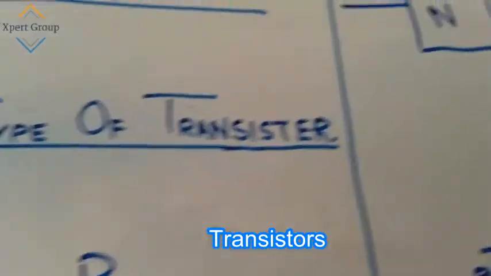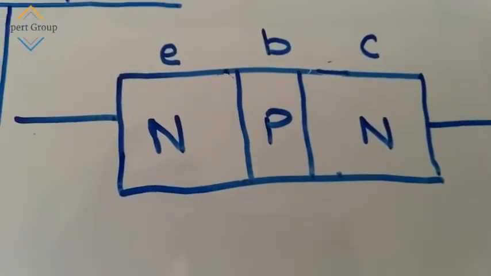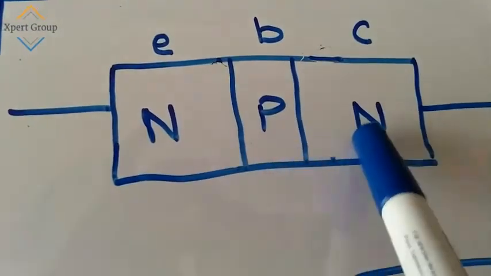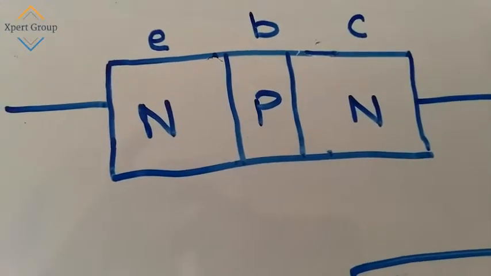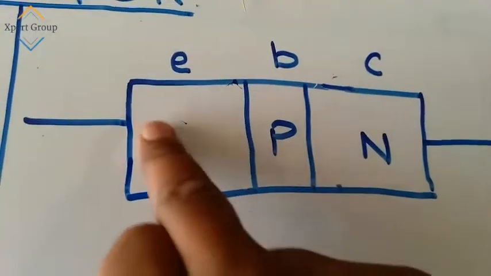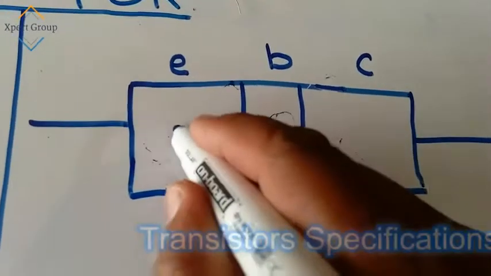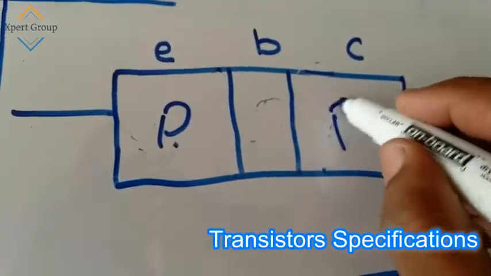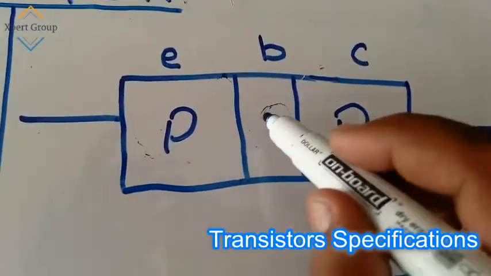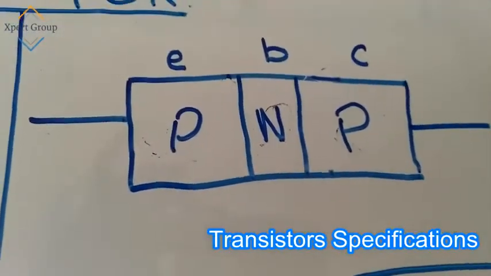There are two main types of transistors that are used in our electronic devices. The one which I have told you earlier, the NPN transistor, and the second type is known as PNP. Again, the same materials are present at the ends and the odd material is sandwiched between them.